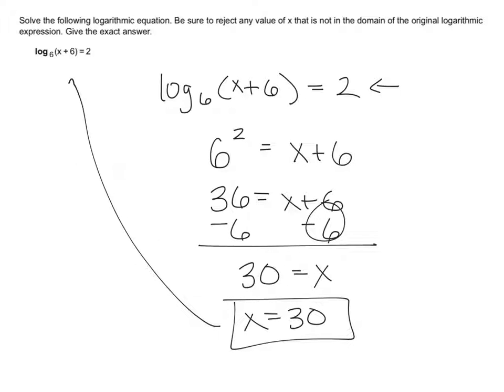If we plug this value back into the original problem, you'll see I'll get log base 6 of 36. Now I can take the log of 36 since that value is greater than 0. So I know that x equals 30 is in the domain of my original expression. So x equals 30 is my answer.